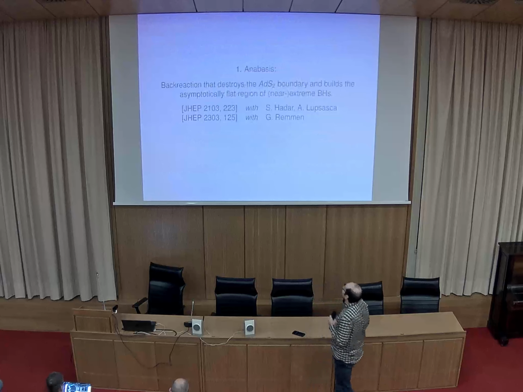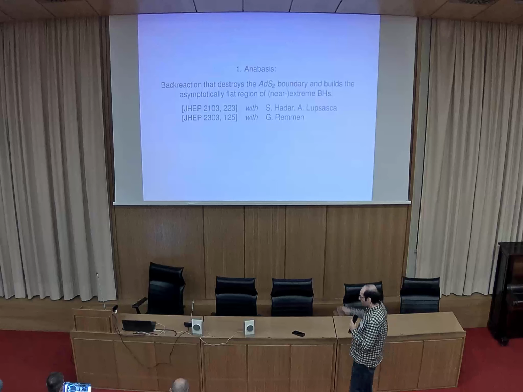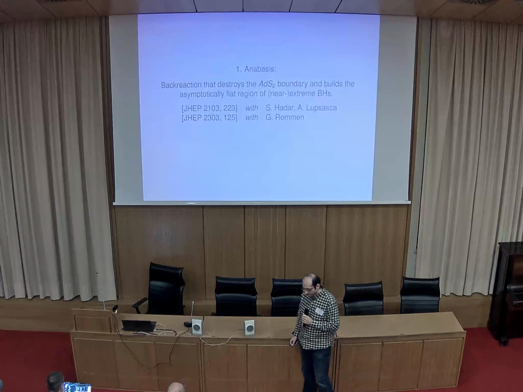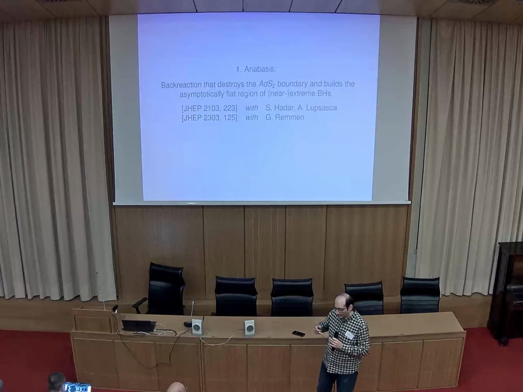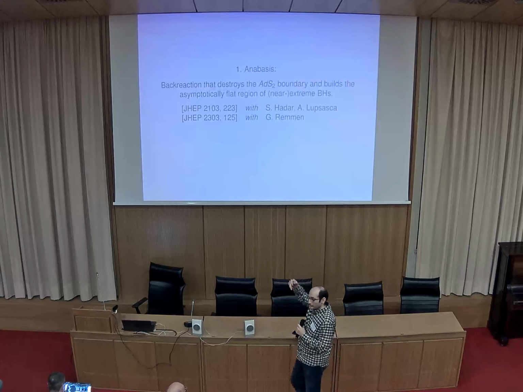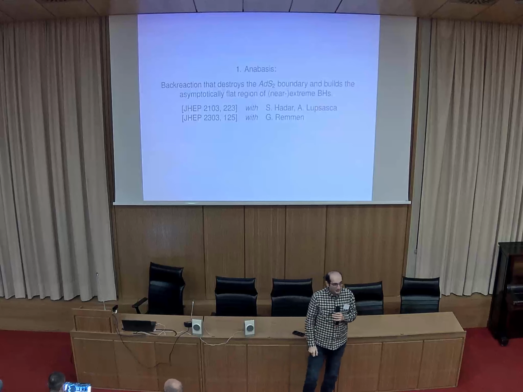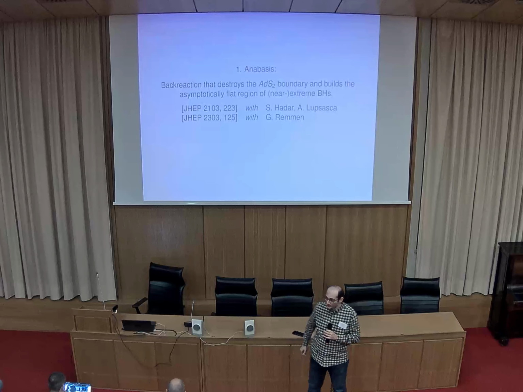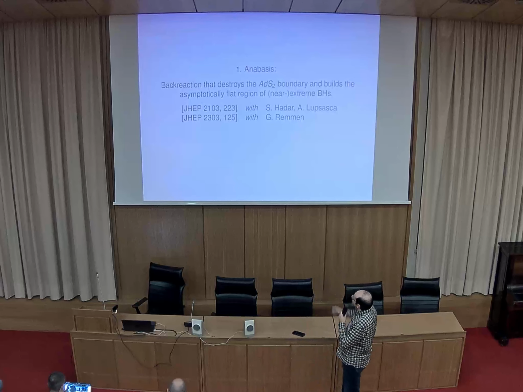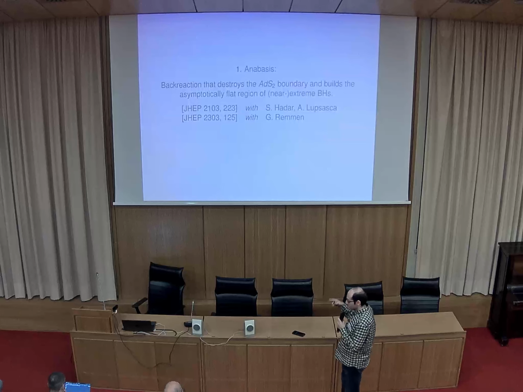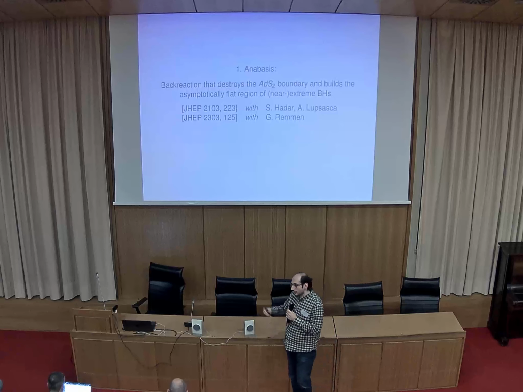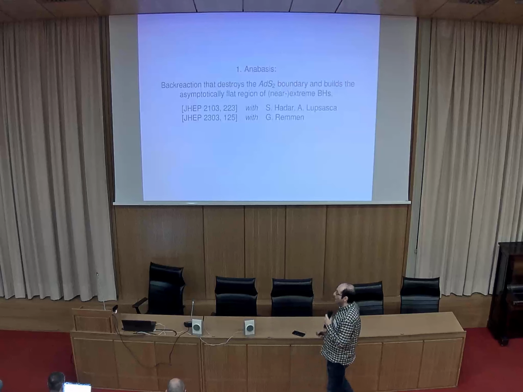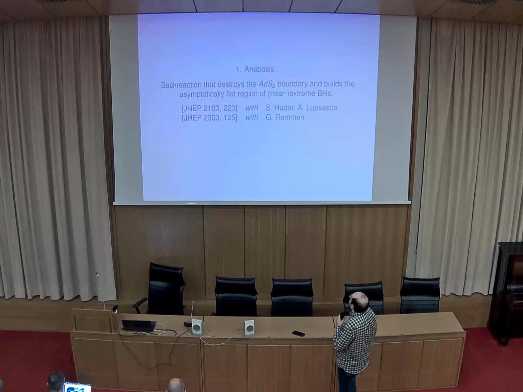Okay, so for this first part, I want to quickly introduce this concept of anabasis. For those of you who are not Greek or don't have a Greek origin, anabasis is a Greek word which means ascent to some kind of hill, some kind of low gravitational energy potential region, something like that. So ascending something. I call anabasis the back reaction that destroys the AdS2 boundary and builds this asymptotically flat region of extreme and near extreme black holes. This process of back reaction that destroys AdS2 boundary conditions is what I call anabasis.